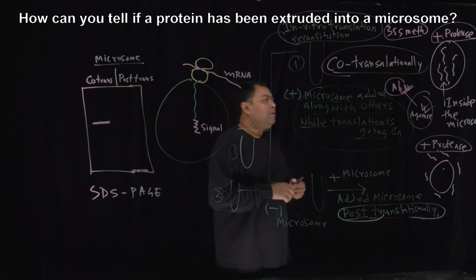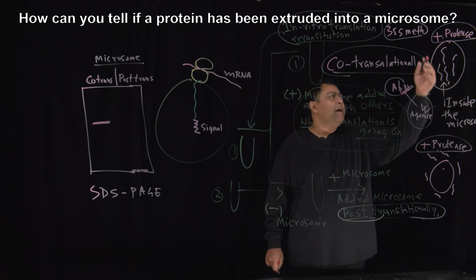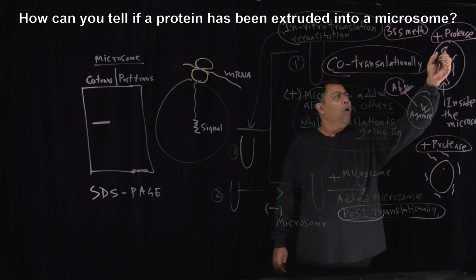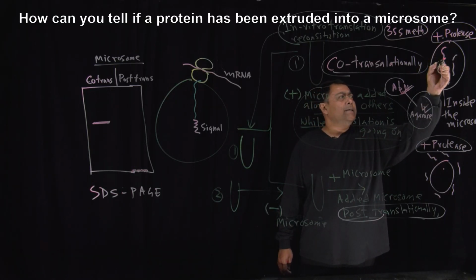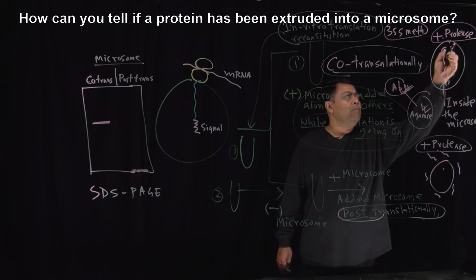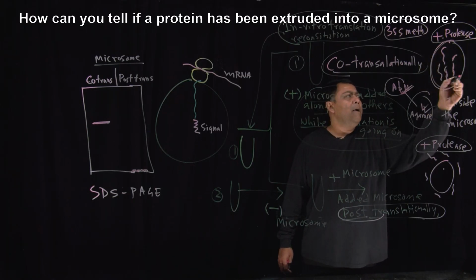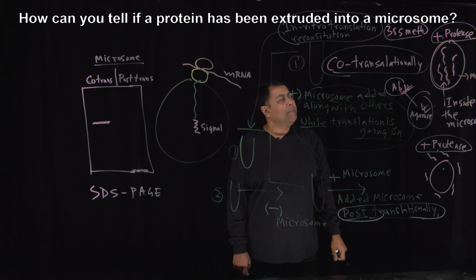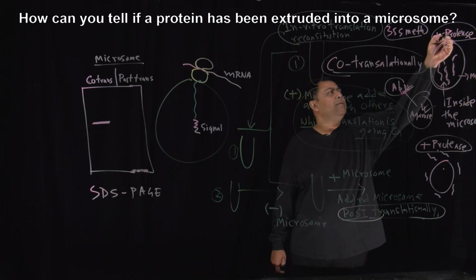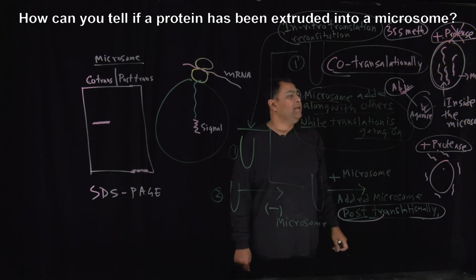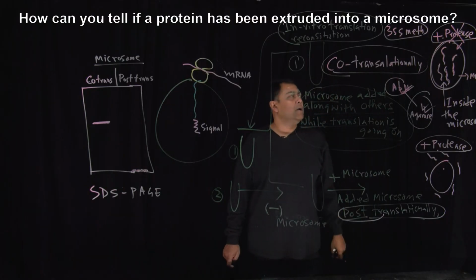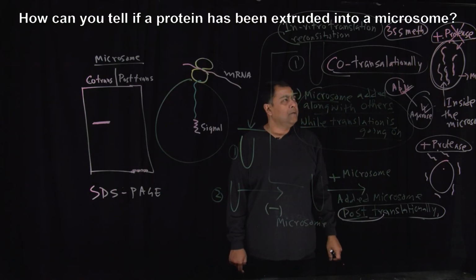How? The reason is that you have added the protease after the reaction. Only if the protein is inside the microsome, protected by the microsomal membrane, is it protected from the protease. Protease does not have any effect on that because the protease cannot penetrate through the membrane of the microsomes.